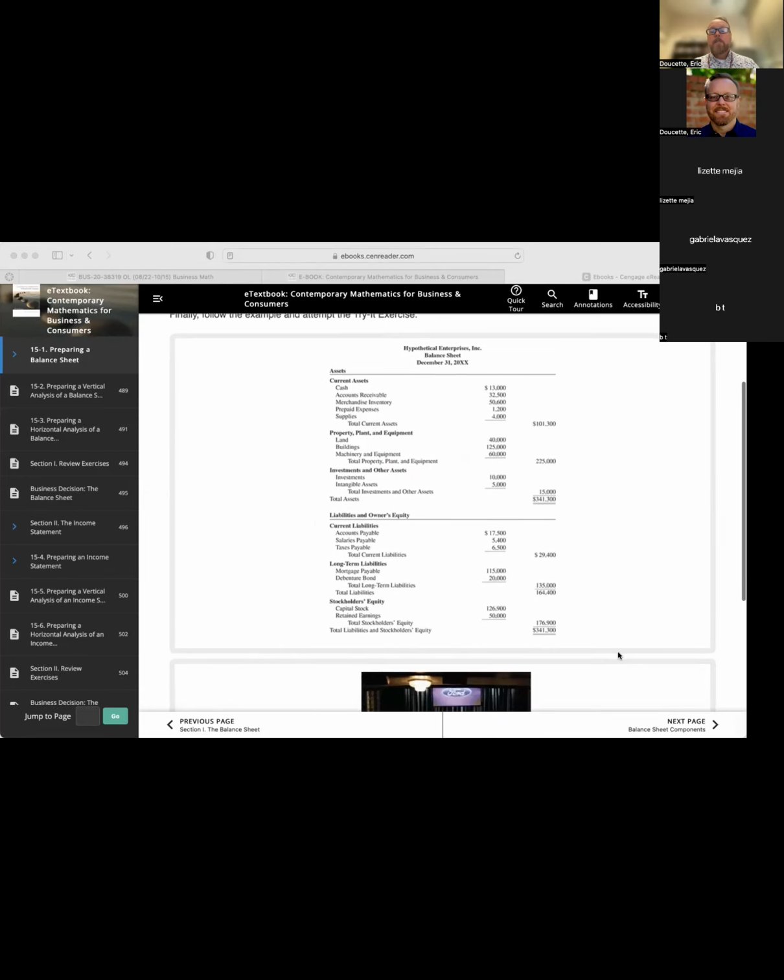And what are the total liabilities and stockholders' equity? The same, right? So that means this company is balanced. Everything has been done, it seems, appropriately as far as inputting all of their information. And everything has been double entered, so that way everything is balanced at any one moment of time.